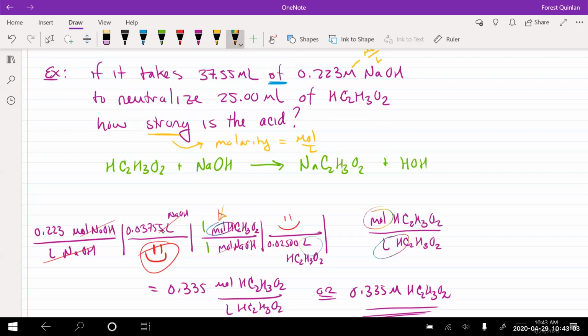Done. Look, I just of'd you. We got there. We have our moles. Then the problem says go from moles to moles. Got it, the equation. And then it says get to molarity. Well, all I need now is moles over liters. Got it. And I don't care if we have anything or nothing on the top of these.